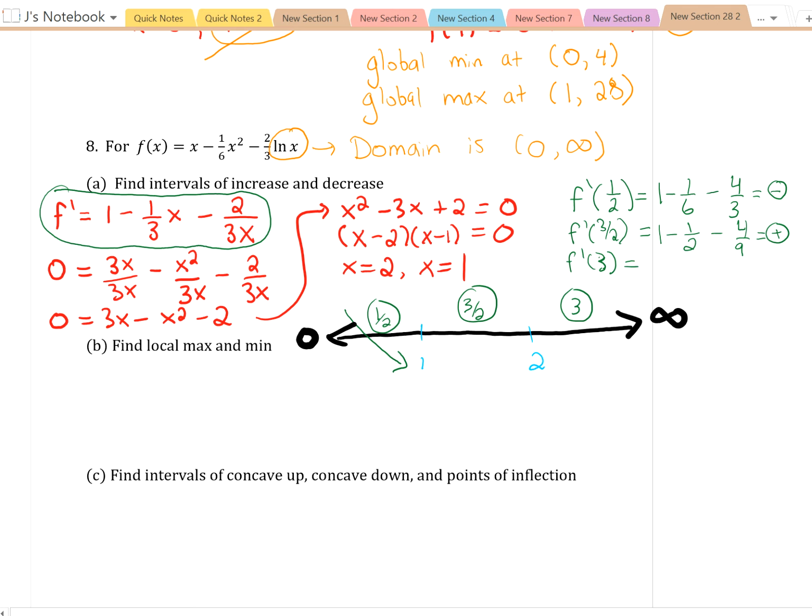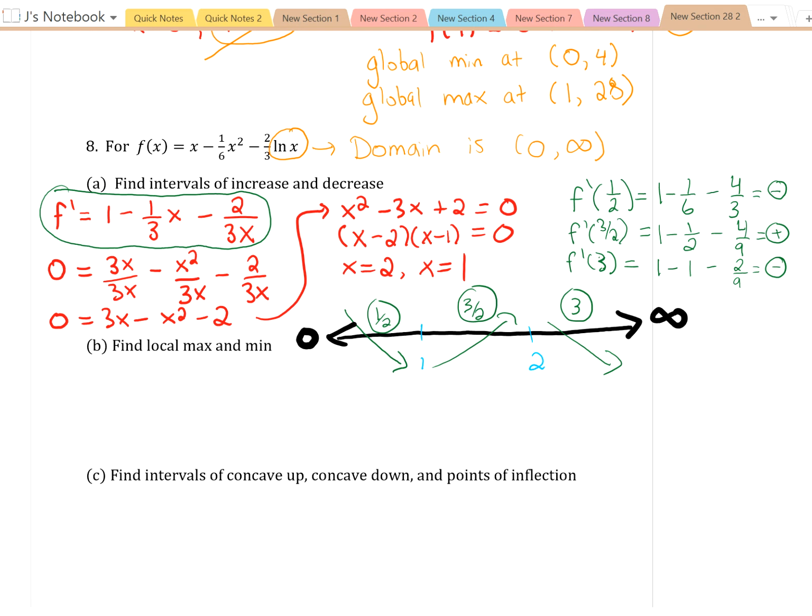Okay, next we're going to plug 3 into the derivative. So that's going to be 1 minus 1 minus 2 over 9. And that's definitely negative. 1 minus 1 is 0, and so subtracting 2 over 9 makes it negative. So we have decreasing, increasing, decreasing. To say it verbally, because I'm running out of space, the function is decreasing from 0 to 1, increasing from 1 to 2, and decreasing from 2 to infinity.